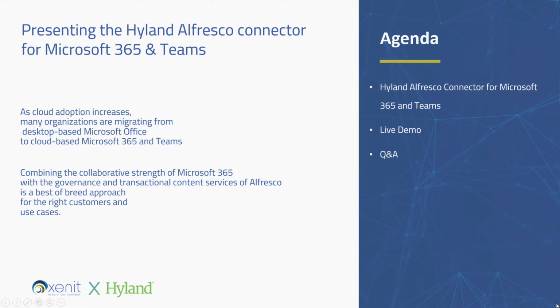We also believe that combining this collaborative strength of Microsoft 365 and Teams with control, with the governance and transactional content services of Alfresco, is a best of breed approach for the right customers and use cases. Of course, this depends on your information architecture. It depends on your information vision, but combining more controlled and governance ECM environments with this collaborative environment of Microsoft 365 can actually be, for many companies, a best of breed approach.